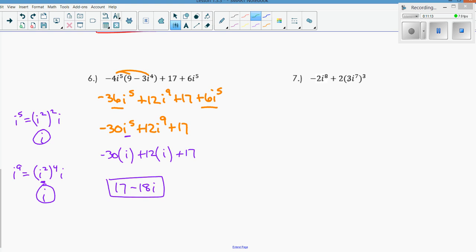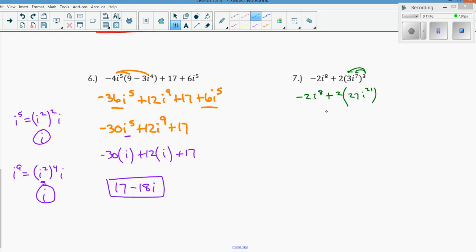Alright, before I start changing anything over here, I'm actually going to see what's going on over here. So order of operations, I cannot multiply that 2 until I do the exponent. This exponent needs to go to the 3, and it needs to go to the 7. Okay, so this is actually 2 times 3 to the 3rd, not 3, is 27, 3 times 3 times 3, times i to the 21st. Okay, and then this is negative 2 i to the 8th plus this.